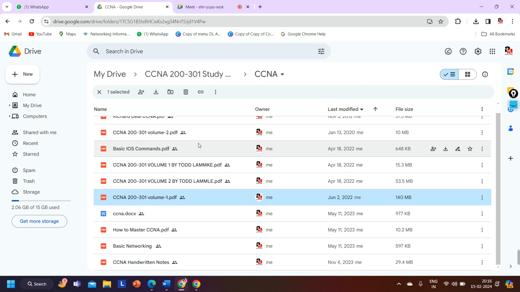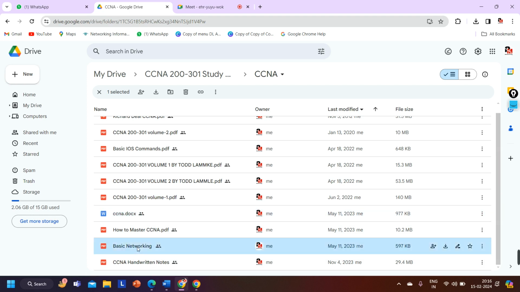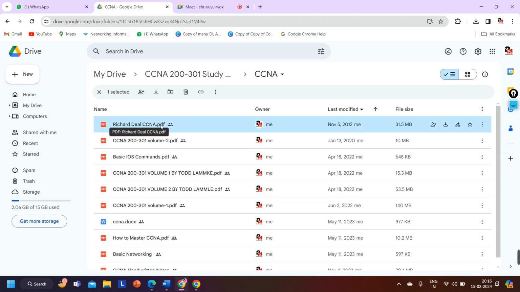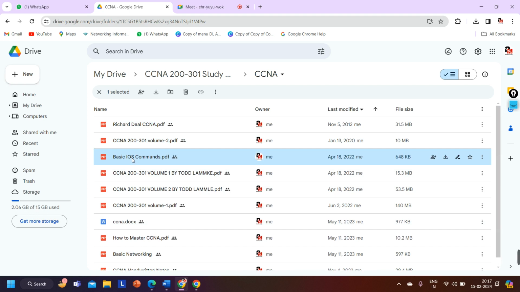Okay, so for the first 5 to 6 days you need to download the CCNA docs file and basic networking notes. After that you can download this one as well, guys. Recharge Deal CCNA, this one is also a good book. Then volume 1 and volume 2. After that, when we move to the configuration part, after 6 to 7 classes, right, we will start the configuration of routers and switches.